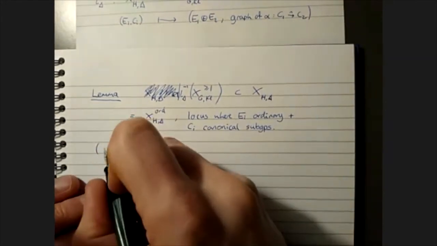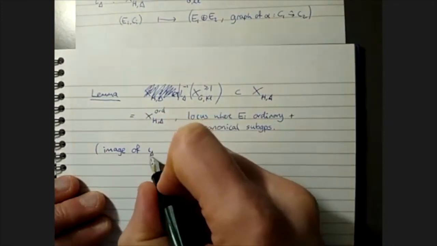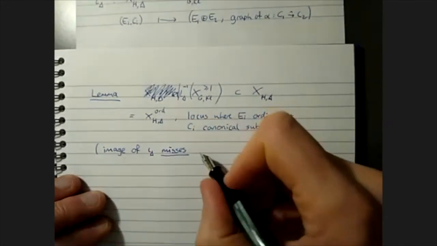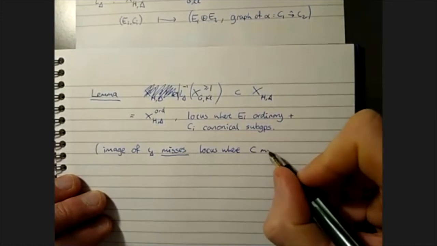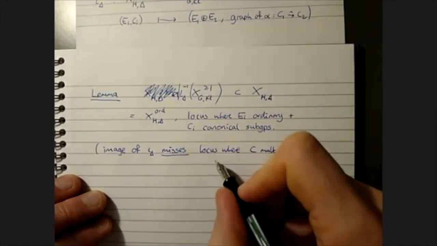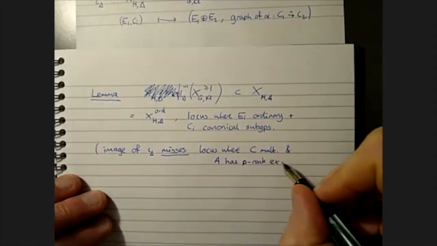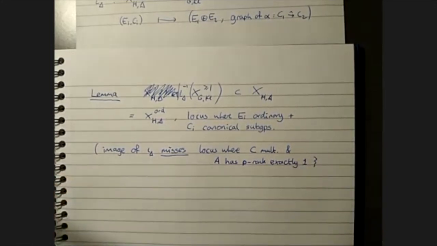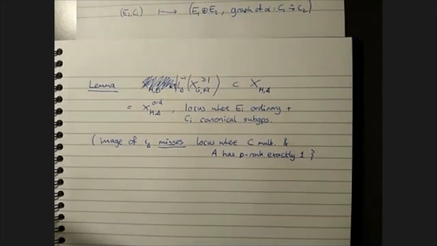So crucially, the image of iota delta has no intersection with the locus where C is multiplicative and A has p-rank exactly one. So this is going to help us an awful lot, and the reason for that is going to become clear later on in these talks.